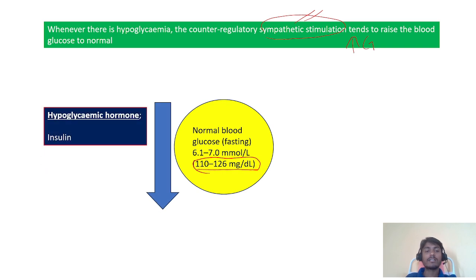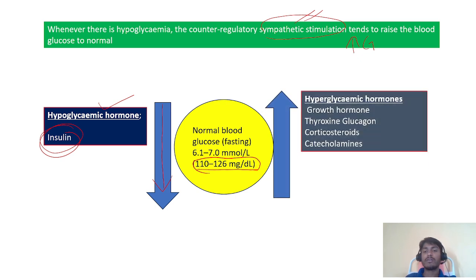If the hypoglycemic hormone insulin is released, the blood glucose level is reduced. Increased release of hyperglycemic hormones, growth hormone, thyroxine, glucagon, corticosteroids and catecholamines, is responsible for an increased level of glucose. Insulin is responsible for the reduced level of glucose. Because of this imbalance, people get diabetes.